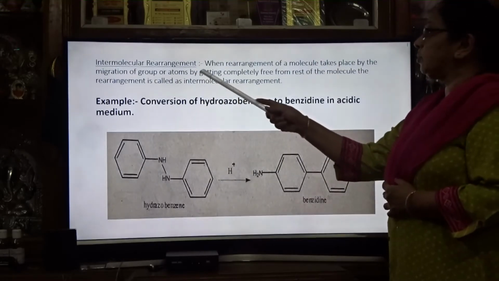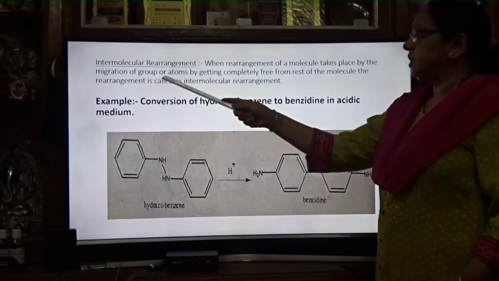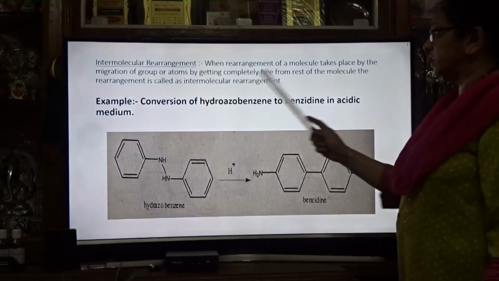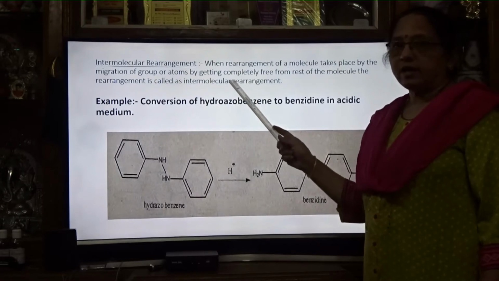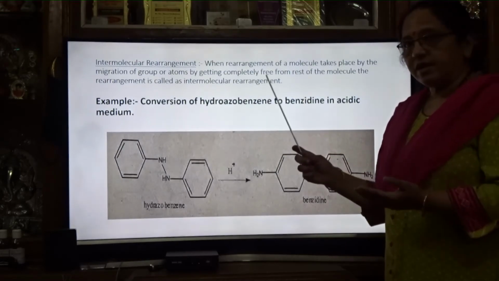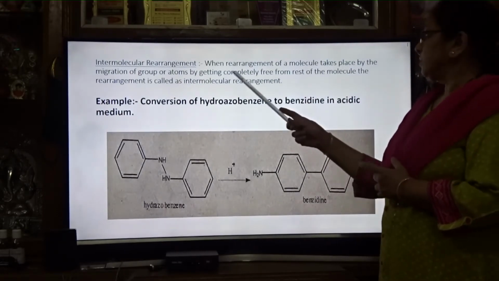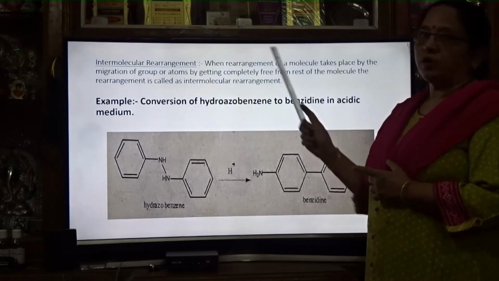Next is intermolecular rearrangement reaction. When rearrangement of a molecule takes place by the migration of a group by getting completely free from the rest of the molecule, the rearrangement is called intermolecular rearrangement. So in intermolecular rearrangement, what is happening? First the molecule is getting separated, then getting added in another position. So migration taking place by getting completely free from the rest of the molecule is known as intermolecular rearrangement reaction.